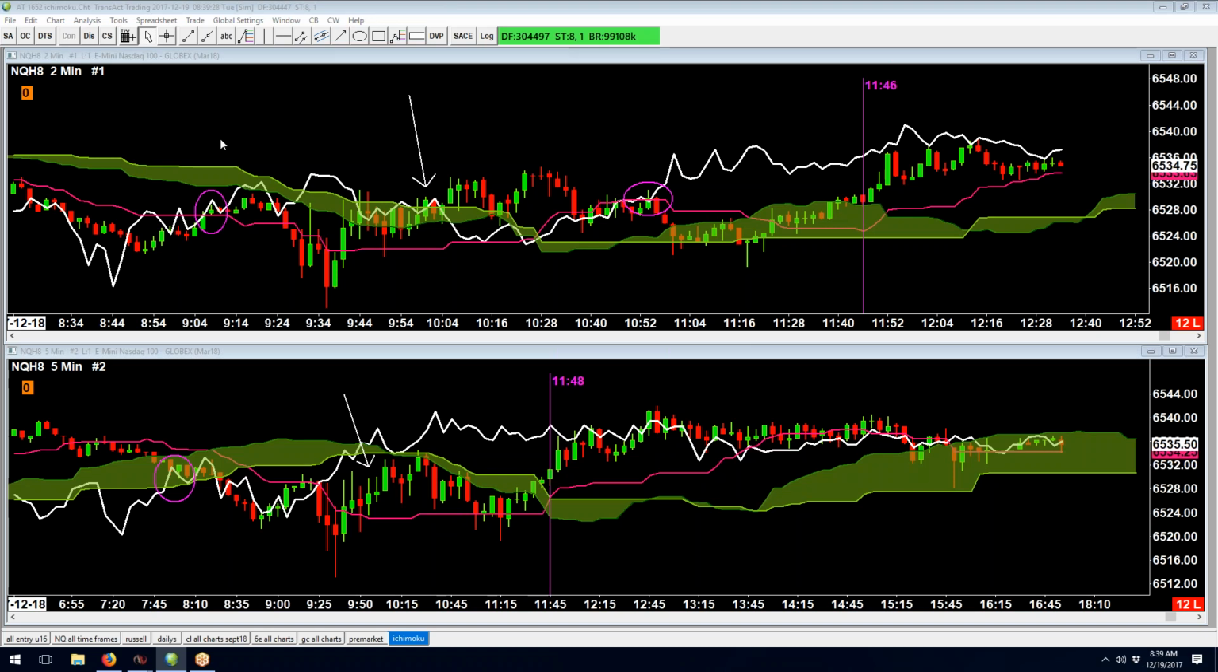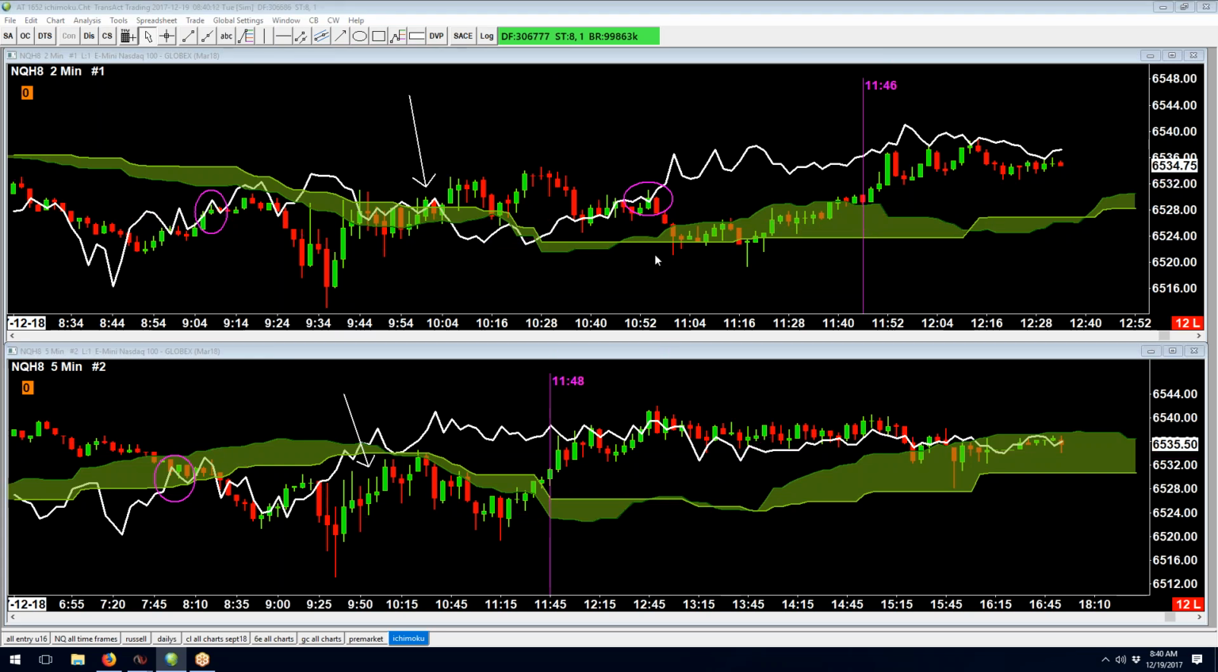All right, so you're looking at the NQ for yesterday, the 18th of December, and this is a 2-minute chart. This is a 5-minute chart, and the components I have on here are the cloud, which you see. The white line is the Chikou line, and this pinkish line is the Kijun line. I don't really use that for anything, so I'm just going to get rid of that real quick. Okay, so that's better. So now all I have on here is the cloud and the Chikou line.